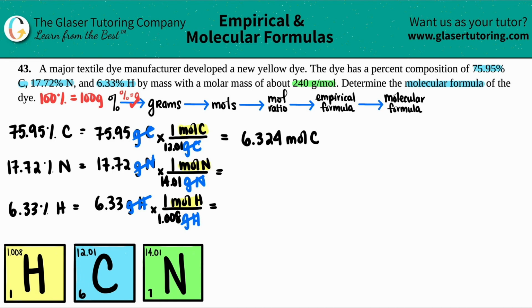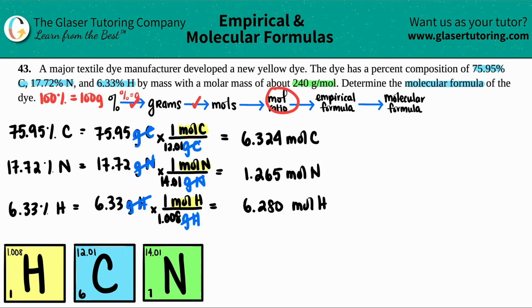17.72 divided by 14.01. I get 1.265, and that's mole of nitrogen. And then 6.33 divided by 1.008, I get 6.280 mole of hydrogen. And now that step is done.